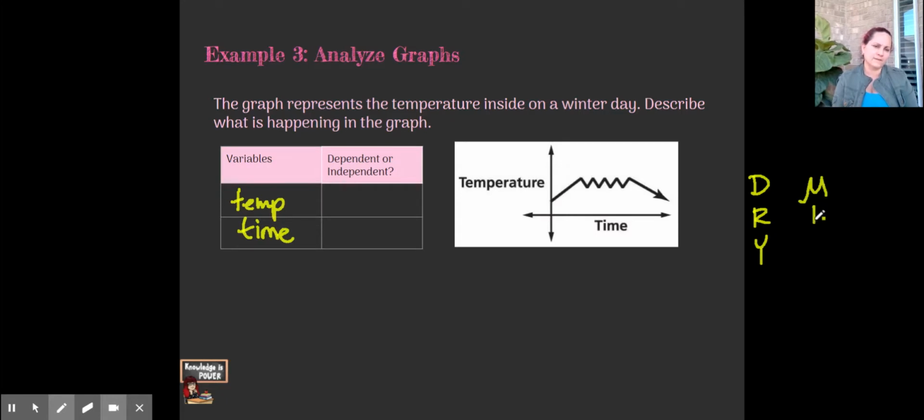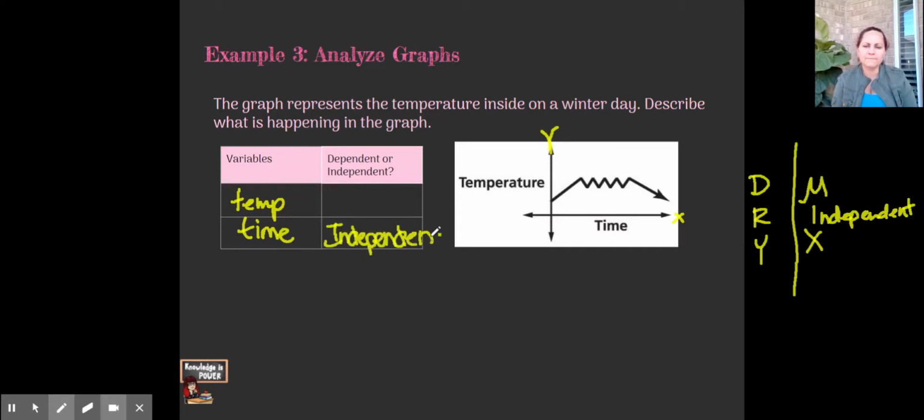Okay, x-axis is the one that goes horizontal, right? I had a student tell me one time, Miss, I know because I go like this, boop, boop, and it makes a Y. I'm like, okay, whatever works, right? So this is X, it's your horizontal axis. This is independent, right? So the time is independent. And our temperature is on the Y-axis, and that is dependent.